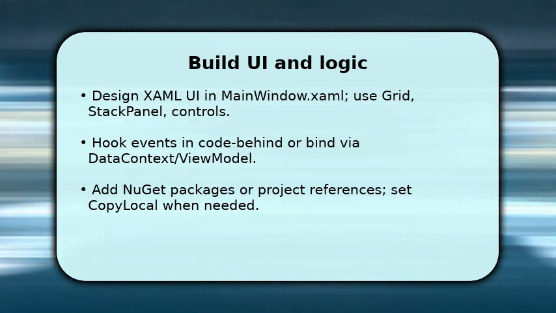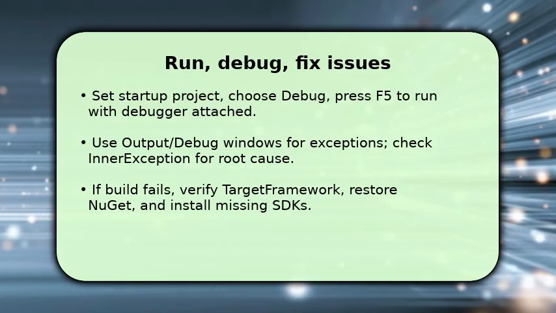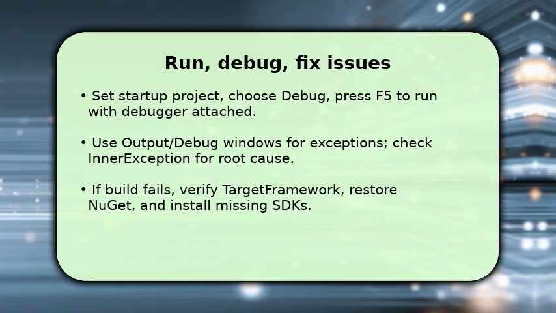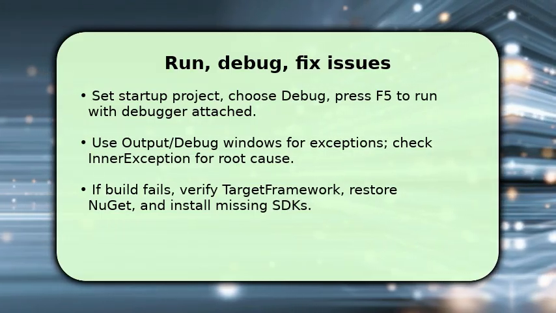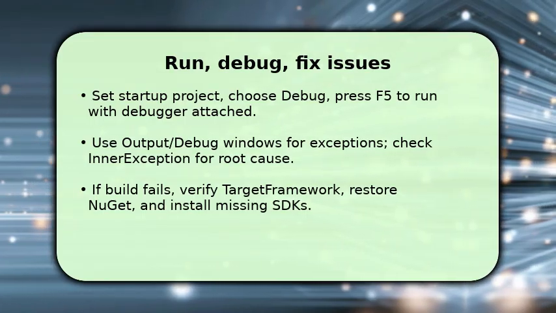To finish, set the WPF project as the startup project, choose debug configuration, and press F5 to run with the debugger attached. Make sure the output and debug windows are visible so you can catch build errors and runtime exceptions quickly. Inspect inner exception and stack traces to find root causes.